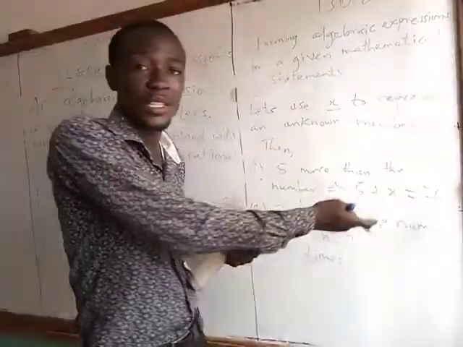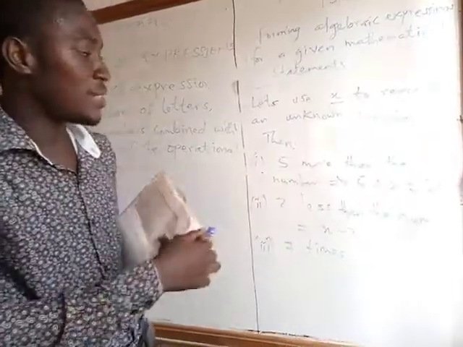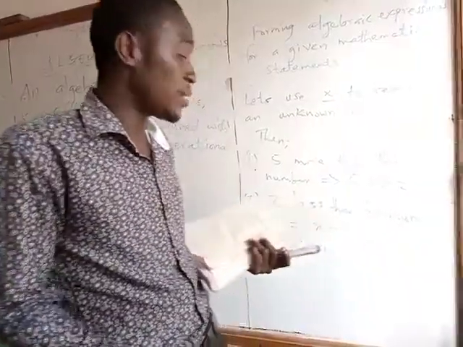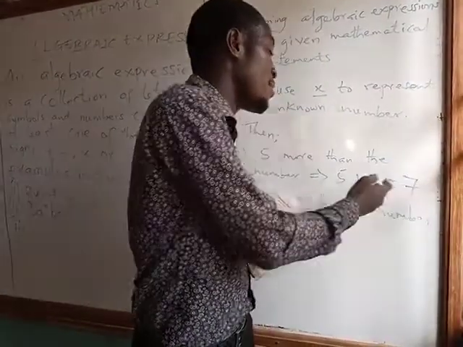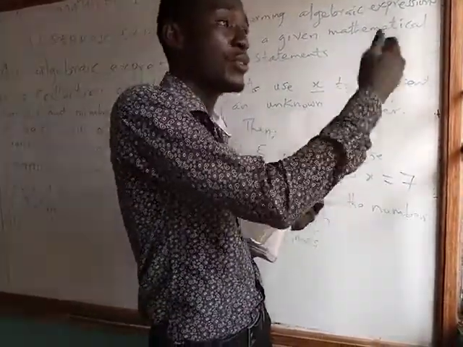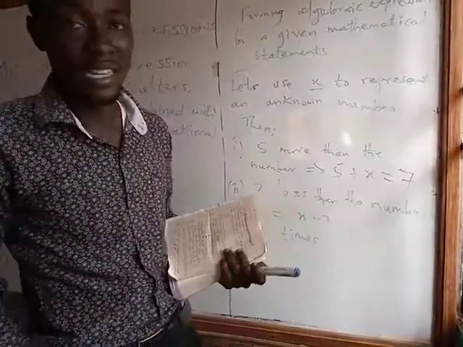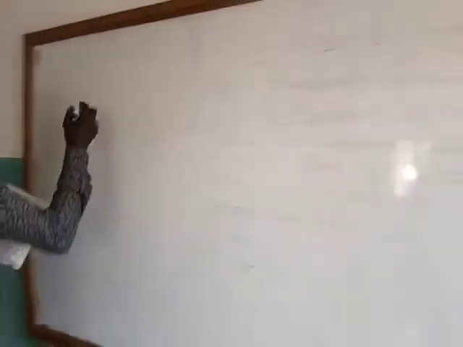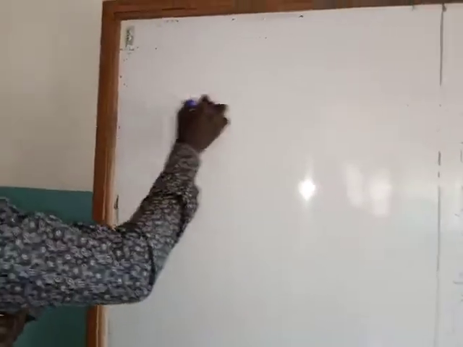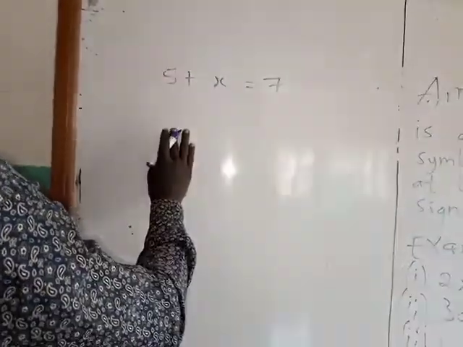So you can easily represent it in this form, and using the principle of linear equations, we can take this 5 to the right side. And we know any number that is positive here, when you take it to the other side, becomes negative. So if we are to solve it, we can say 5 plus x is equal to 7.